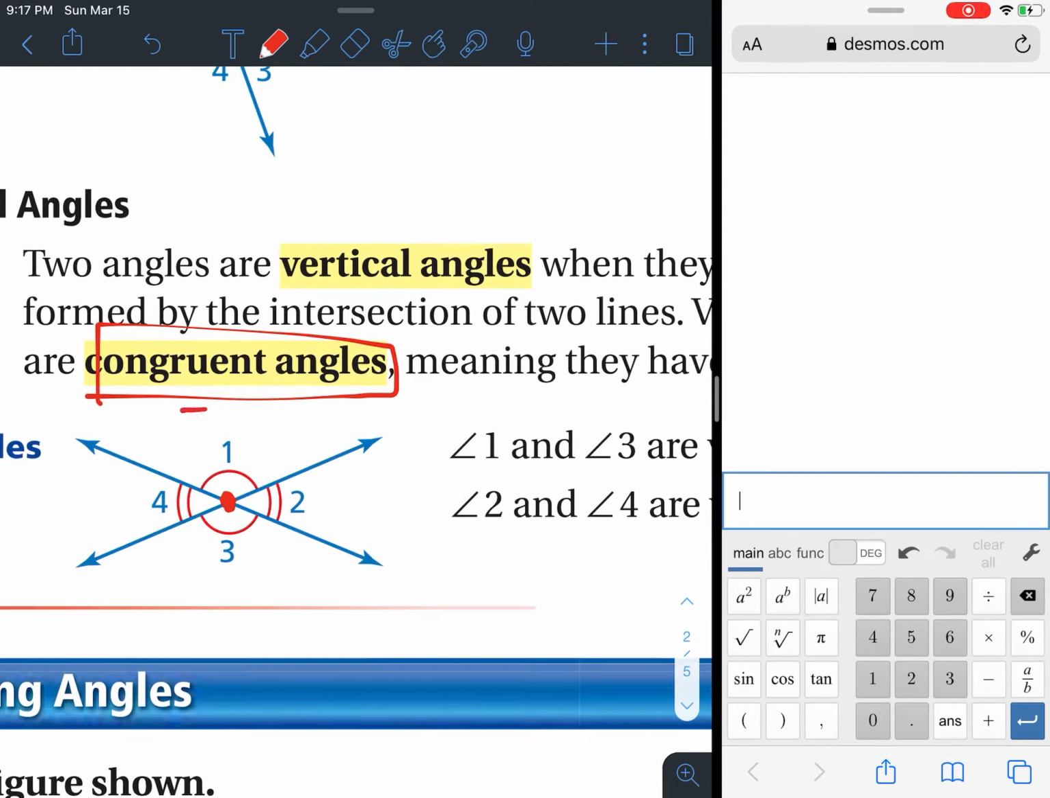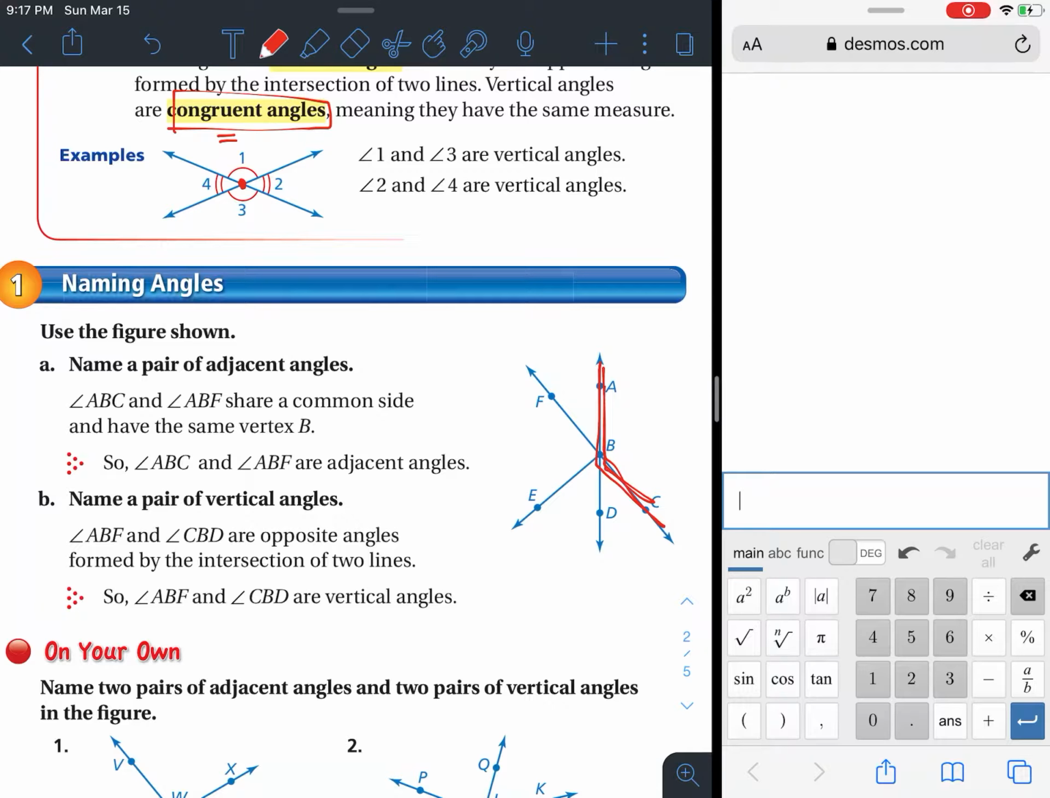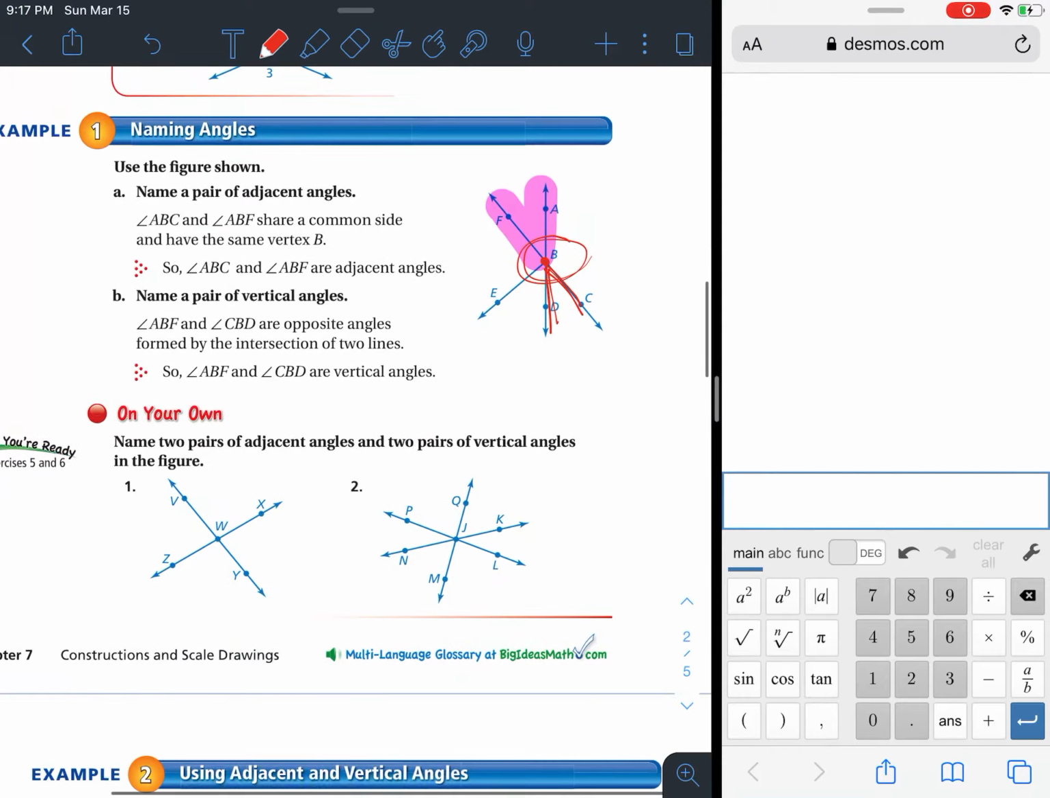Looking at example 1, name a pair of adjacent angles. So 2 angles that are next to each other, they share a side. A, B, C would be this angle here, and then A, B, F. They have side A, B in common. A pair of vertical angles means they just share this dot in the middle. They don't share anything else, but they're the same angle. So ABF and then CBD. They only share that dot in the middle, and they're the same measurement.